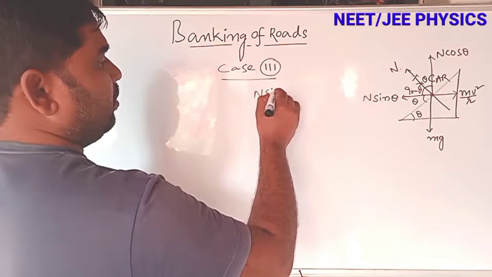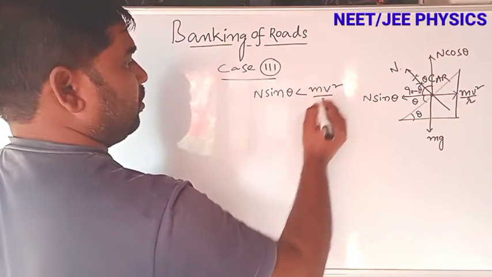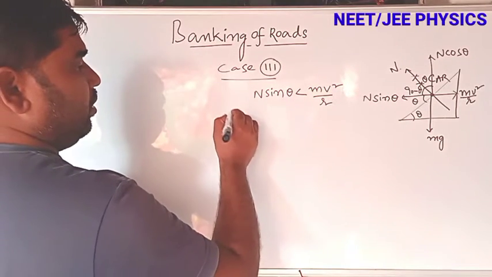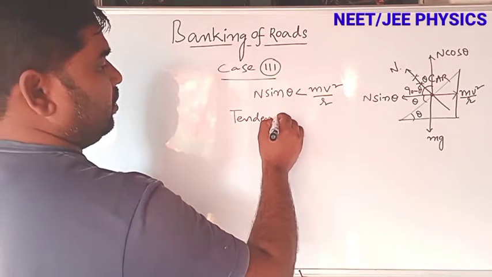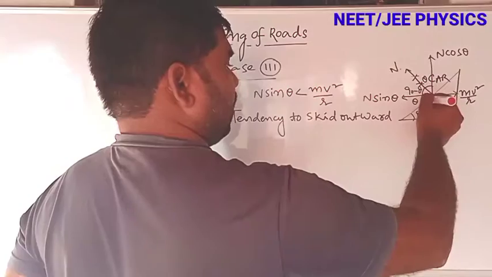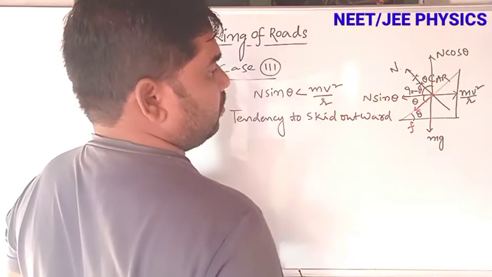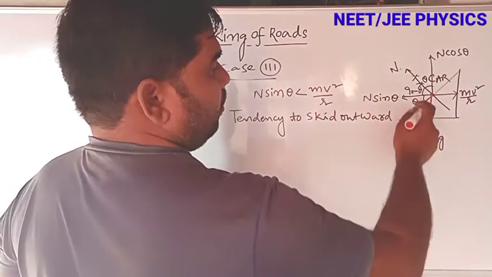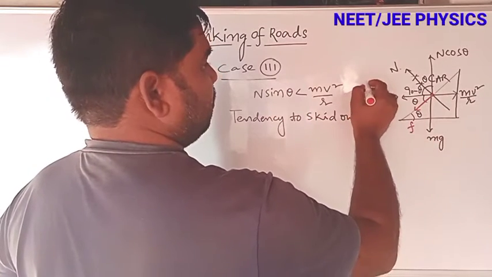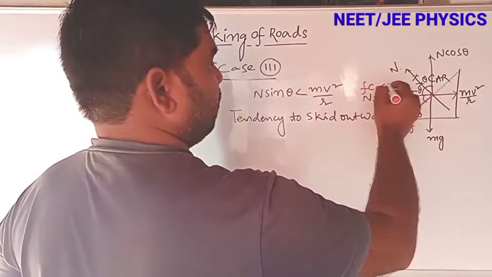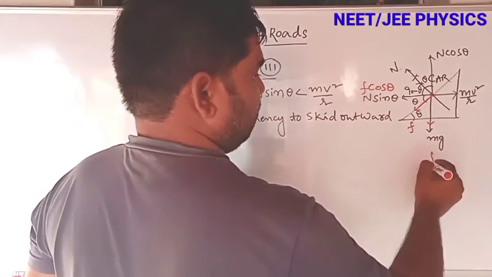Case 3, another possibility, is skidding outwards, when the centripetal force is greater than the inward force, that is N sin theta. There is a tendency to skid outwards. When it skids outward, the frictional force acts downward. That frictional force is F. With that theta, the horizontal component is F cos theta and the vertical component is F sin theta.